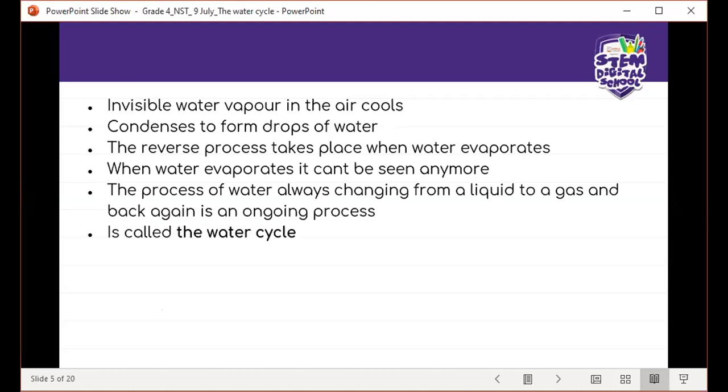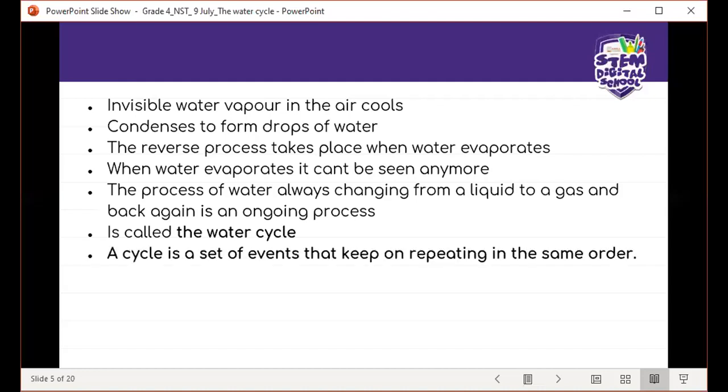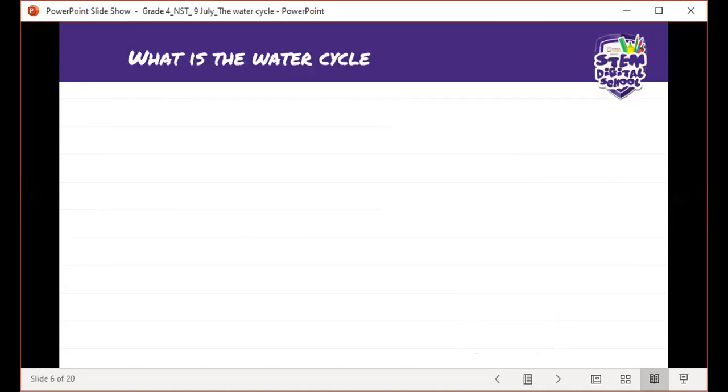So just as Zoe had explained, the amount of water that we had when dinosaurs were alive until now is approximately the same, and this is because of the water cycle. All right, very much important to note. And then a cycle, it is a set of events that keep on repeating in the same order. Okay, so this is how a cycle would look like. So we're going to get into what is the water cycle.